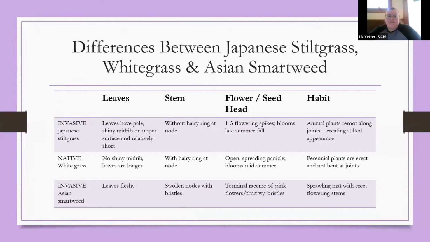And then next, this is just a chart, and you'll definitely all get these slides. After comparing the two, you can look and see what they look like all at once. So again, that shiny midrib, that silver on the leaf for the Japanese stiltgrass is a big indicator, but if sometimes it's faded or you're not quite sure, then move on. The native is going to have a hairy ring at the node, or the joint of the grass. And they do all bloom at different times of the year.